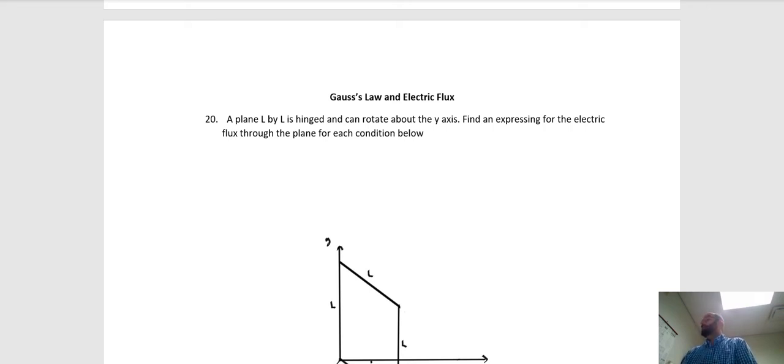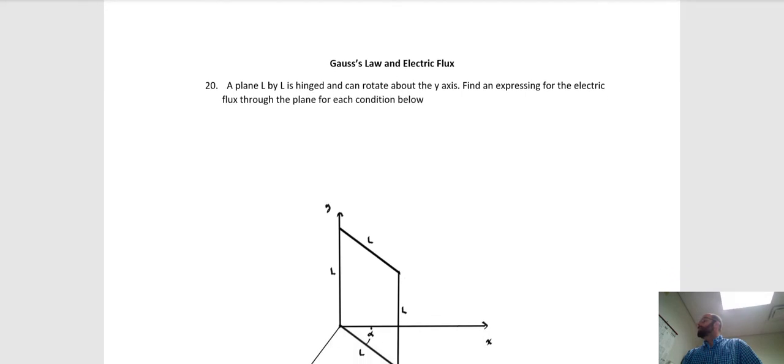I'm making this video to help you out with numbers 20 and 21 here in your Gauss's law homework. So let's see, a plane L by L hinged and can rotate about the y-axis. Find an expression for the electric flux through the plane for each condition below. I've got to scroll down to see the conditions.